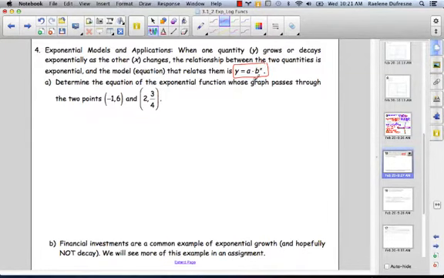And in the exponential model, we have 2 parameters, a and b. So when we want to solve for a and b, since we have 2 unknowns, we need to come up with 2 equations. And therefore, we are required to come up with 2 points that will give us 2 equations to solve for a and b. So the first thing we are going to do is substitute in the first point, -1 for x and 6 for y, giving us 6 equals a times b to the -1.